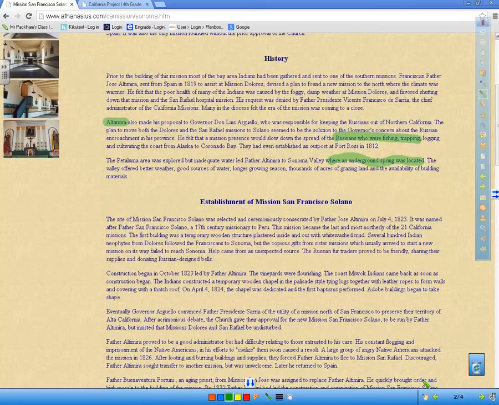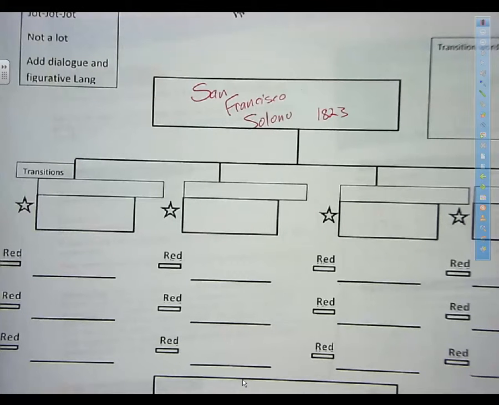Hello, I want to just take a few minutes and show you how to fill out a planning page while you are doing your research for your mission project or your Gold Rush project or whichever project you have chosen to do for California. So the first thing you need to do is get your planning page ready so that when you come across interesting things within your writing, you can quickly jot down your ideas, and that way you can refer back to it when you're actually writing your paragraphs within your essay.